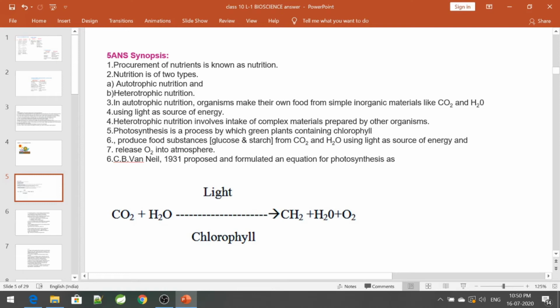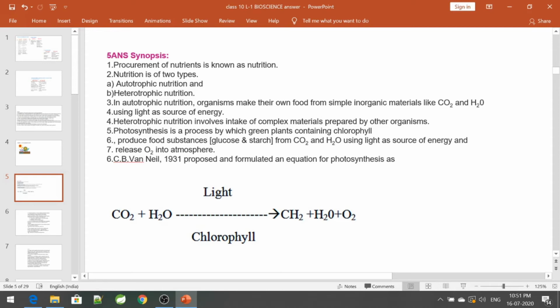Photosynthesis is a process by which green plants containing chlorophyll make food substances. What food substances? Glucose and starch. From what? By utilizing carbon dioxide and water, which are simple inorganic materials. And by utilizing energy. From where are they getting the energy? From the light. And releasing what? Oxygen. Where is it releasing the oxygen? Into the atmosphere, by which we are able to breathe in.